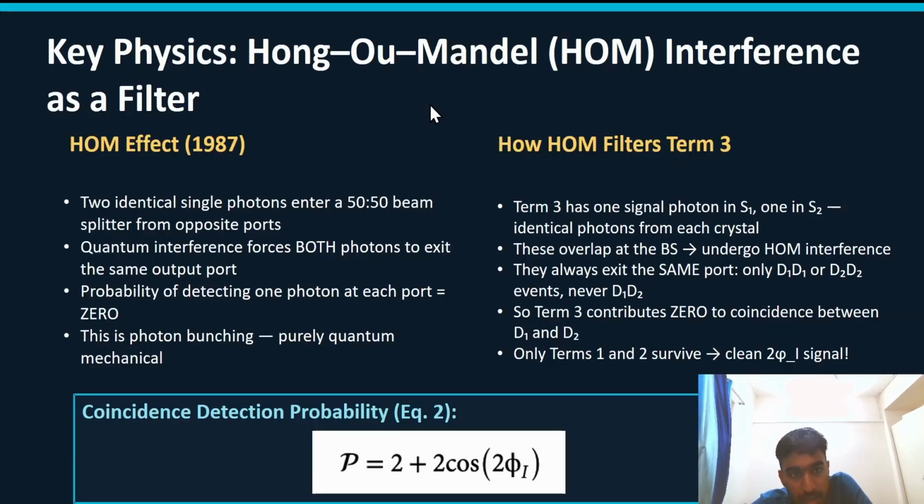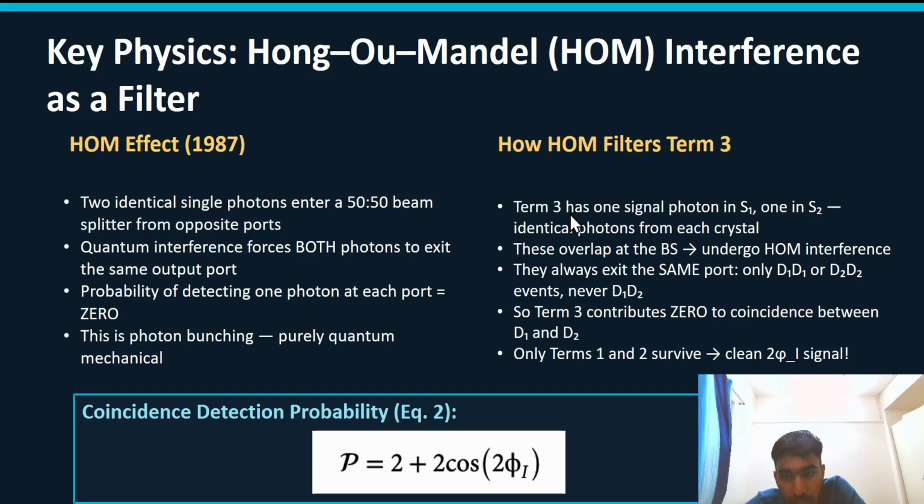Yeah, this is the key physics here, the Hong-Ou-Mandel interference. When two identical single photons enter the 50-50 beam splitter from opposite ports, the quantum interference forces both photons to exit through the same port. So when we do a coincidence detection at both detectors at the output ports, we don't get a coincidence due to the Hong-Ou-Mandel effect when there are single photons coming from each of the input ports. This is basically the quantum mechanical photon bunching effect.